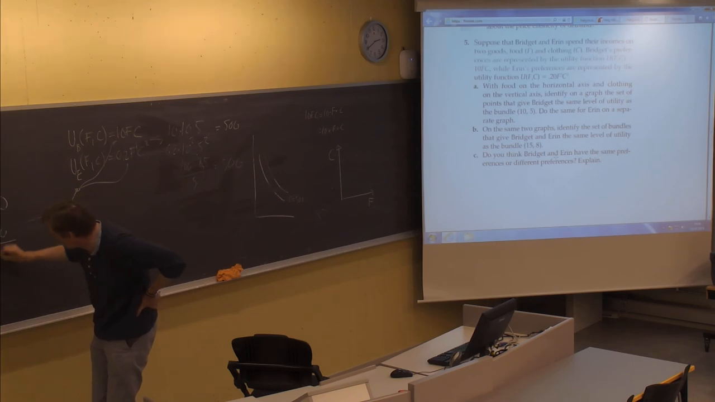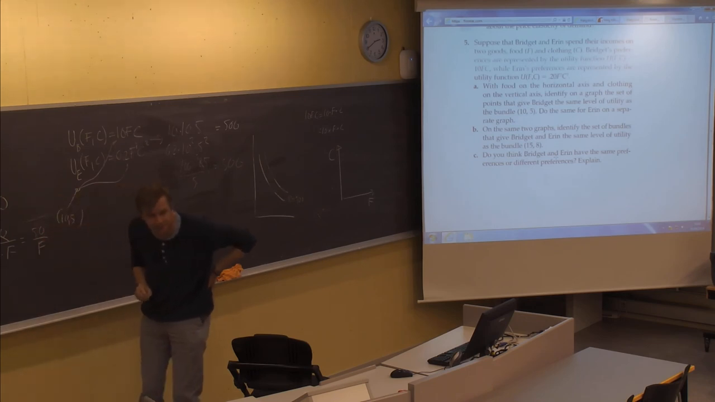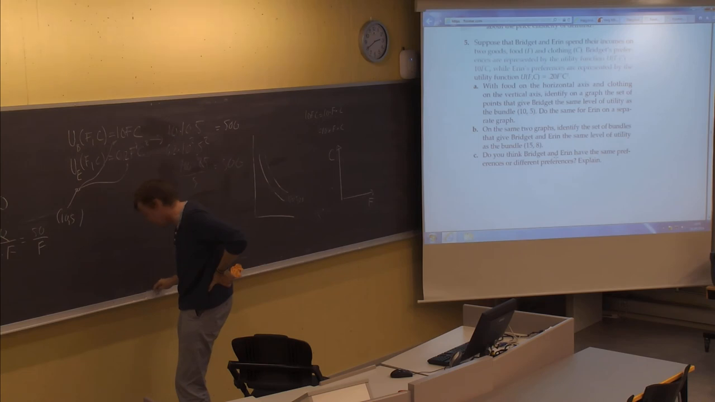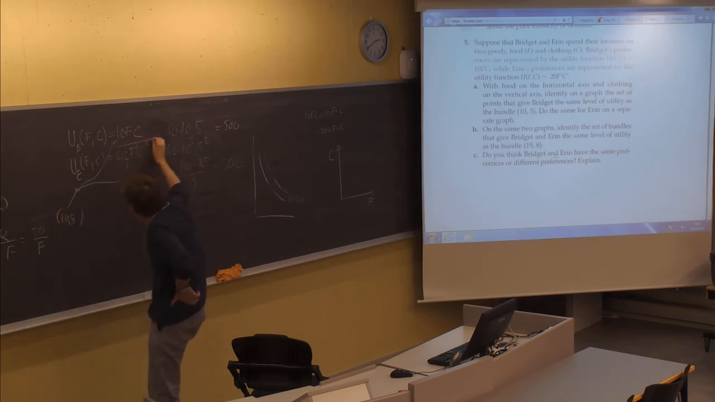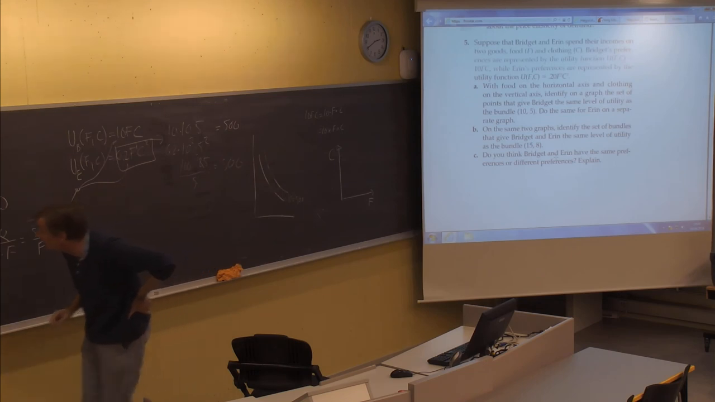We can make a reduction here. 500 over 10 is 50, so this should be 50 over F, shouldn't it? That is the equation which describes Bridget's indifference curve for a utility value of 500. Similarly, for Erin's utility function, which is this one, it's the same way of doing this. In that case, it's 0.2 F squared C squared equals 500.